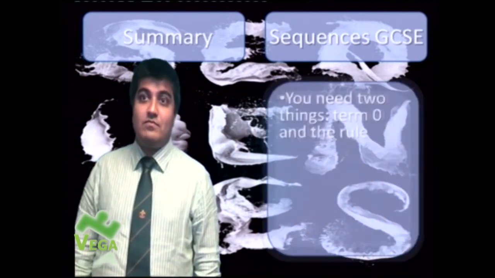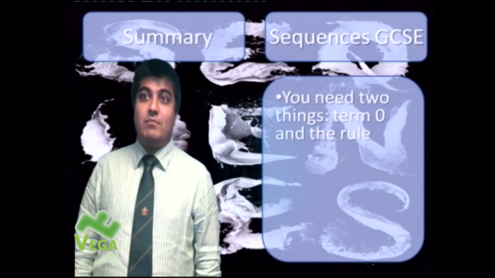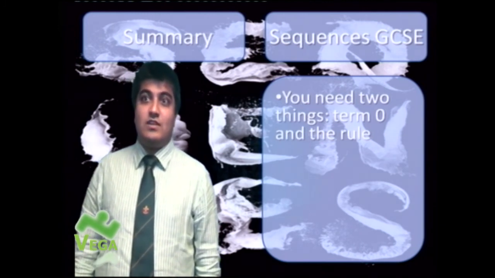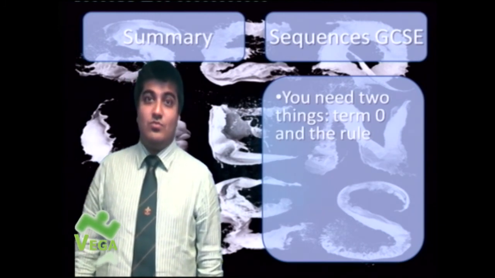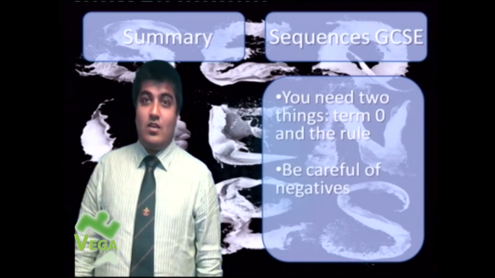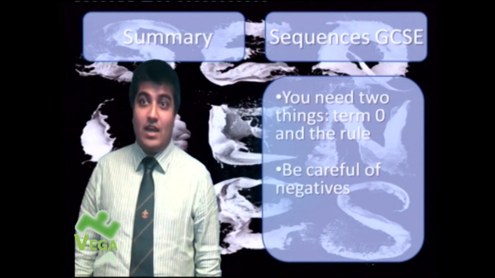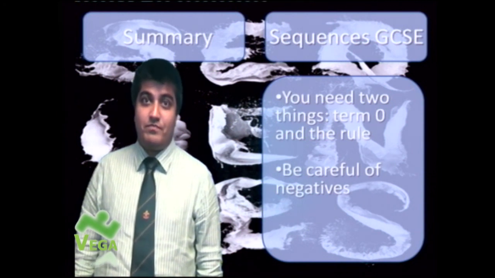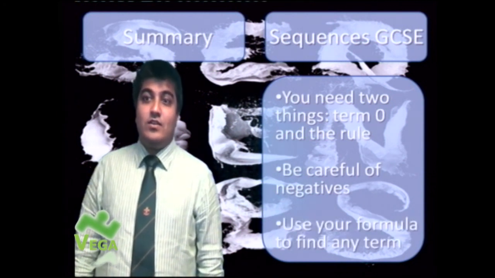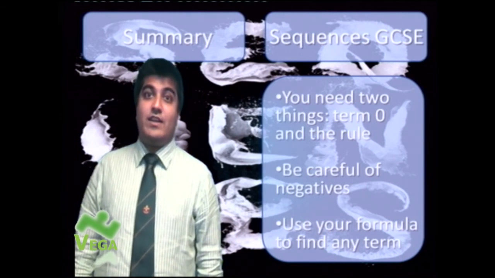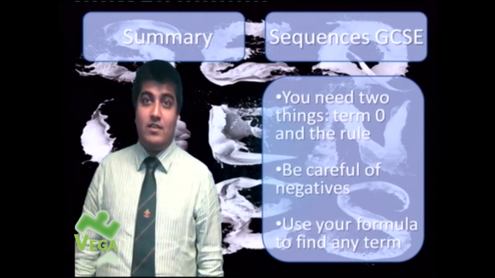In summary, we need to remember 2 things. We need the 2 things, term 0 and the rule. Now I haven't shown you any negatives in this one, but you need to be careful of negatives. They do come up. Now, you can use your formula to find any term. If you can apply it, you can get the C.